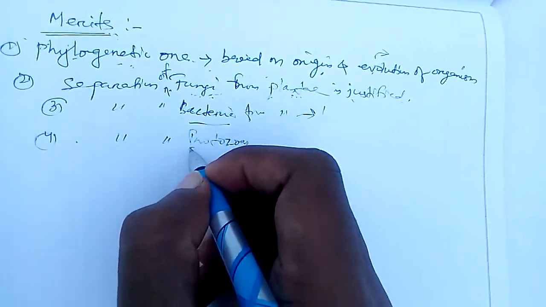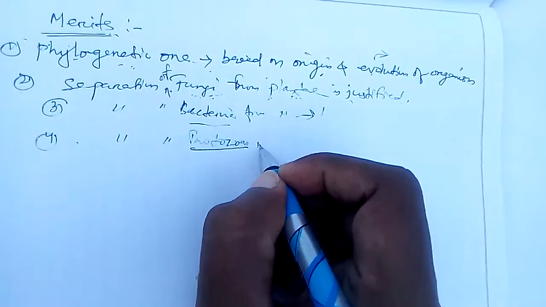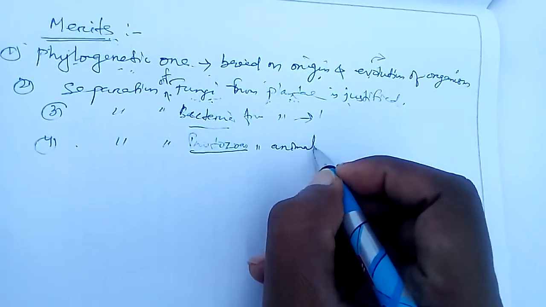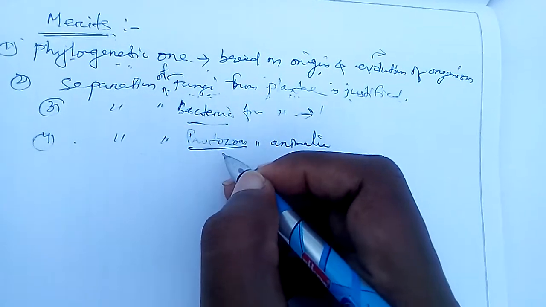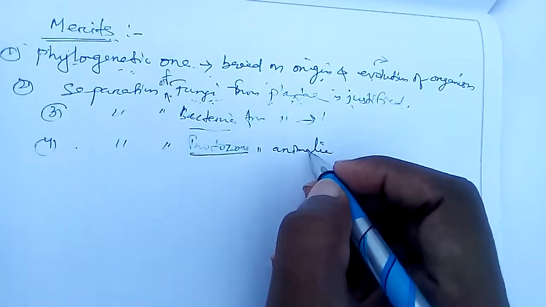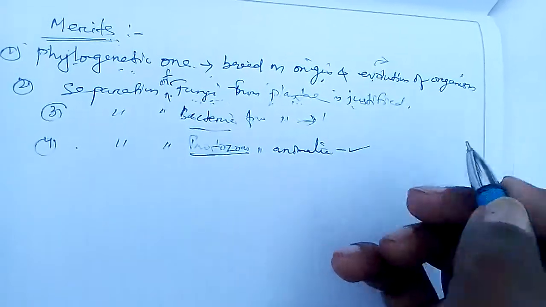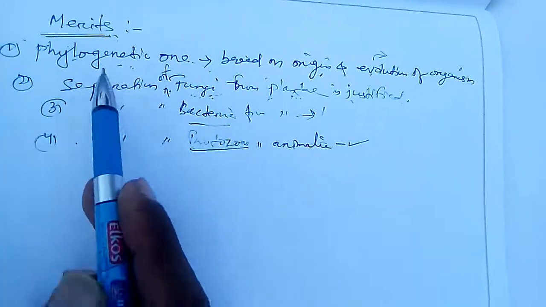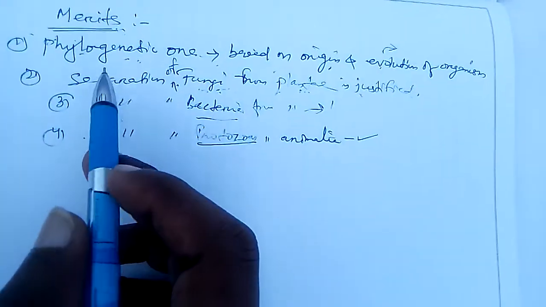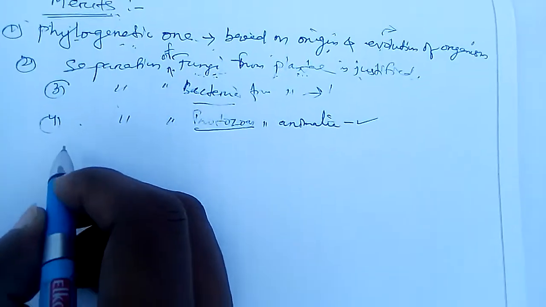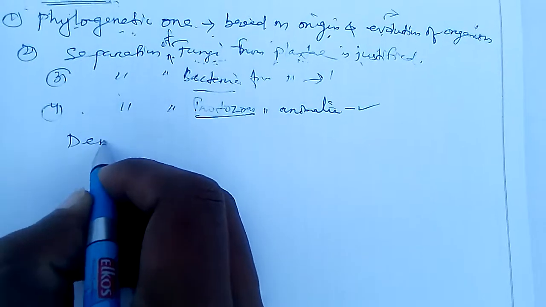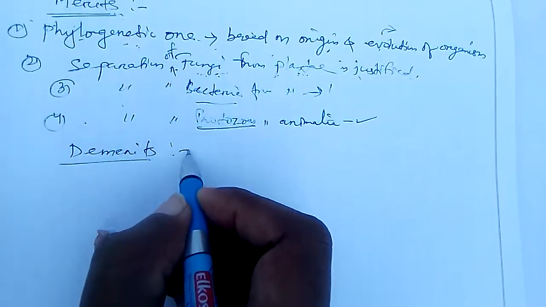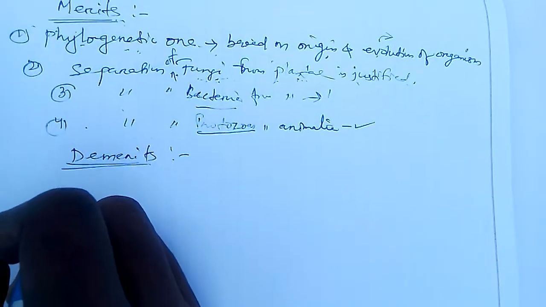So separation of protozoa from Animalia. Previously protozoans were included in Animalia, but in 5 kingdom classification protozoa are separated from Animalia, which is also justified. So these are some merits of 5 kingdom classification. Apart from merits, this 5 kingdom classification also has some demerits. This is very important. What are the demerits of 5 kingdom classification?